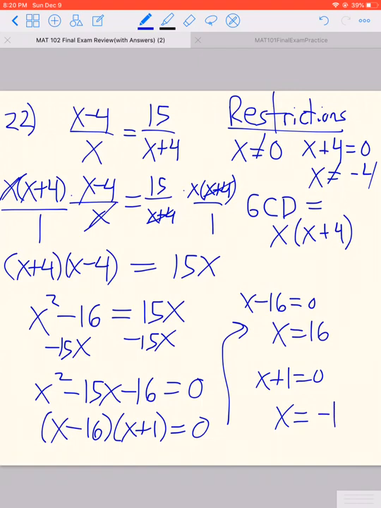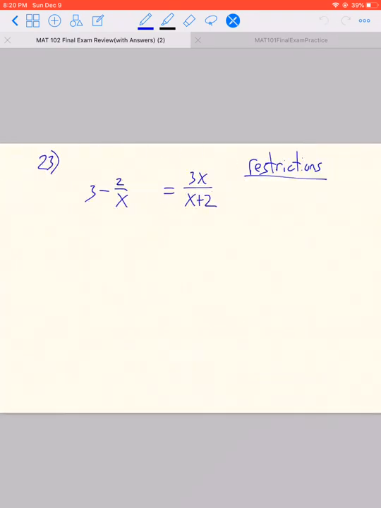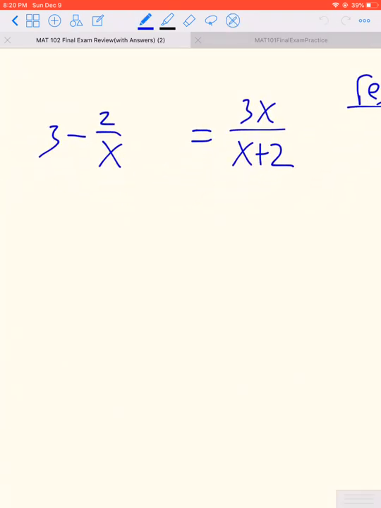Before we get too excited or circle these, you have to double check to make sure that neither of those numbers appears on the list of restrictions. The only restricted values we had were 0 and negative 4, which tells us that these should both check out. So we get two solutions, x equals 16 and x equals negative 1. Let's take a look at the next one.